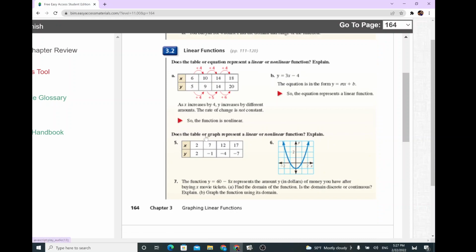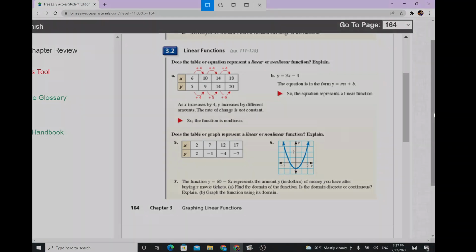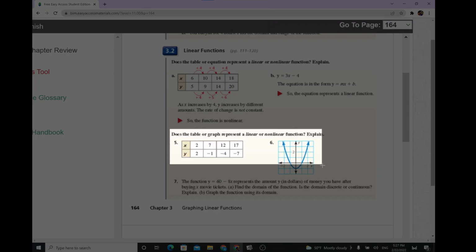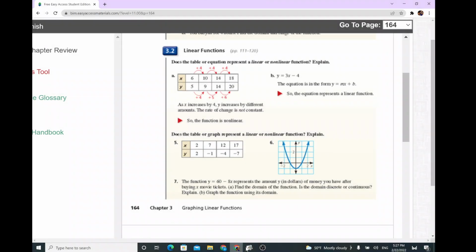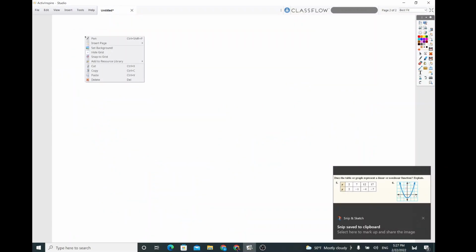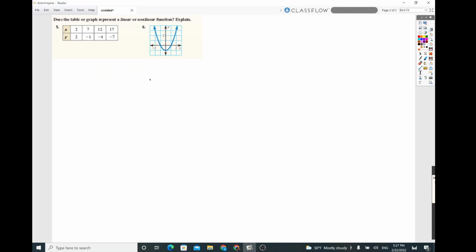So does the table or the graph represent a linear or non-linear function? If that's a linear function, it shows the consistency of the growth. Okay, so let's look at that here. So for 5 and 6. Okay, so for number 5, use the table.